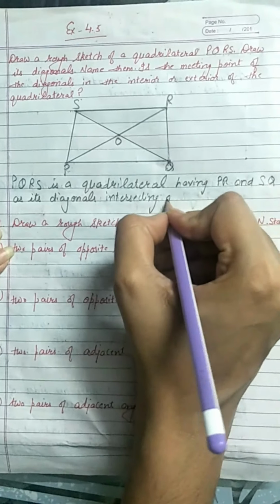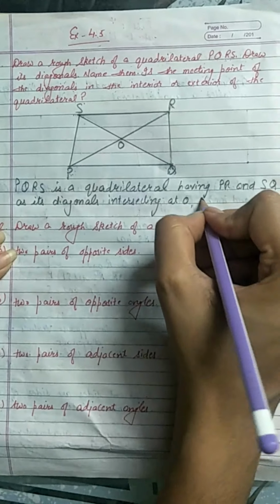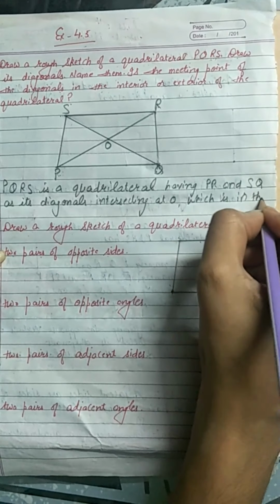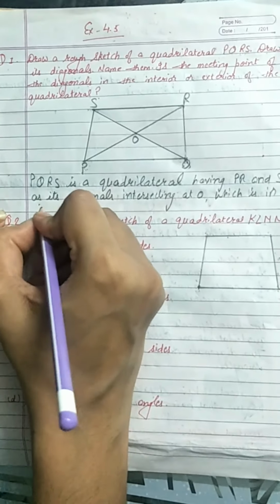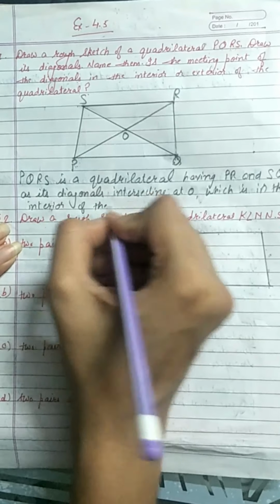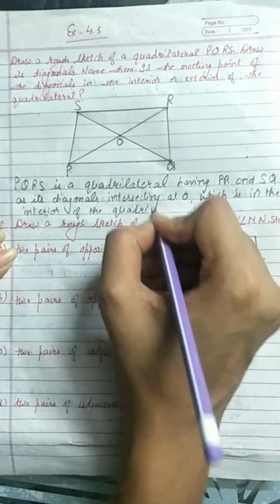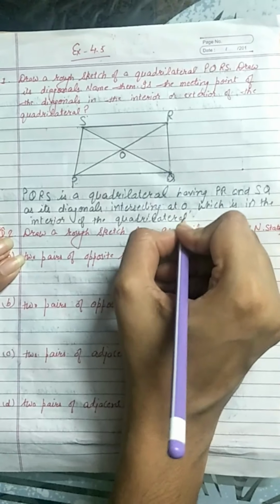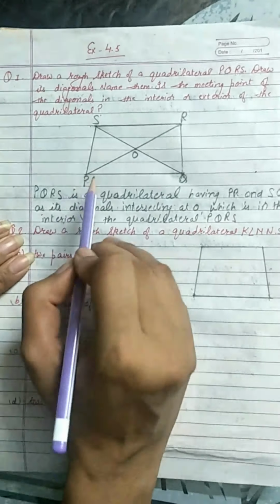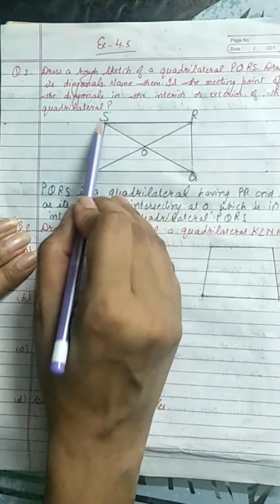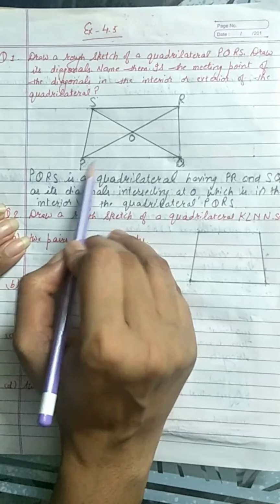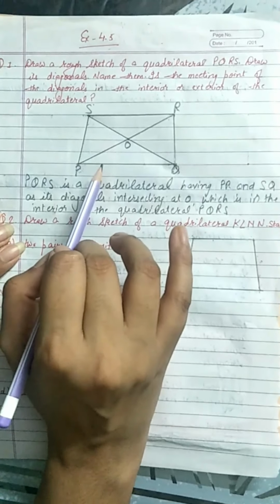Intersecting at O, which is in the interior of the quadrilateral PQRS. So this PQRS is a quadrilateral having PR and SQ as its diagonals intersecting at point O, which is in the interior of the quadrilateral PQRS. I hope question number 1 is clear.